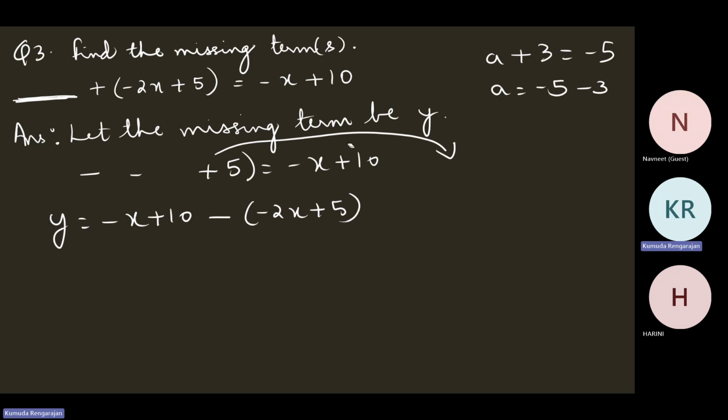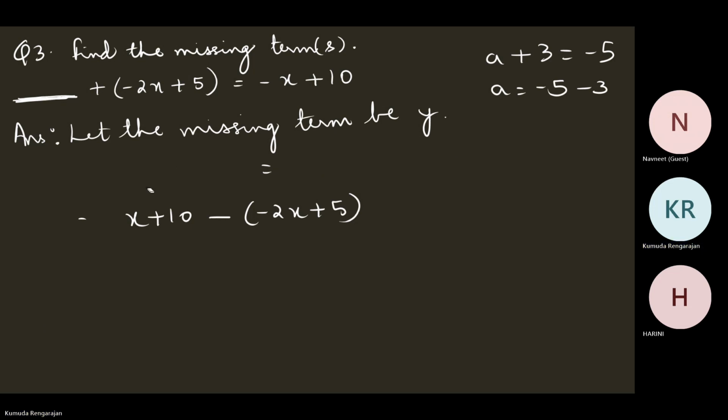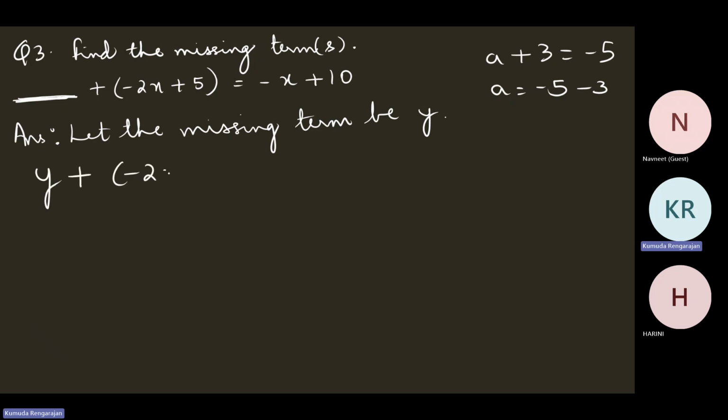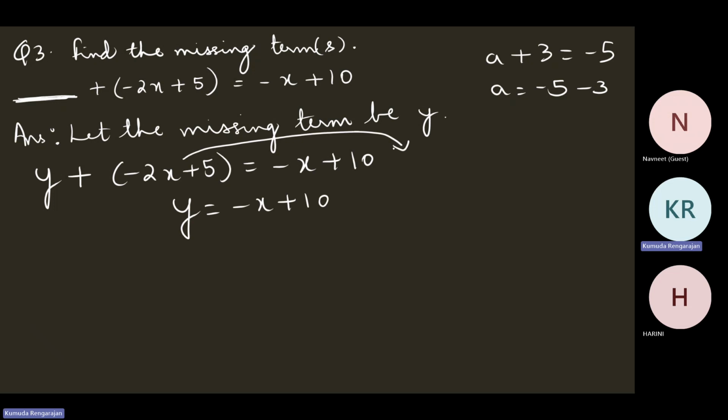write this all over again. Let the missing term be y. So y plus minus 2x plus 5 is equal to minus x plus 10. So we have to find y. So have y on the same side. Y is equal to, write this one, minus x plus 10. Now this one you have to transpose. You'll have to take this to the other side. All the terms in the bracket will come as they are, minus 2x plus 5 as they are. The sign before the bracket is plus. When you transpose, that sign becomes minus. If it was minus, it will become plus.